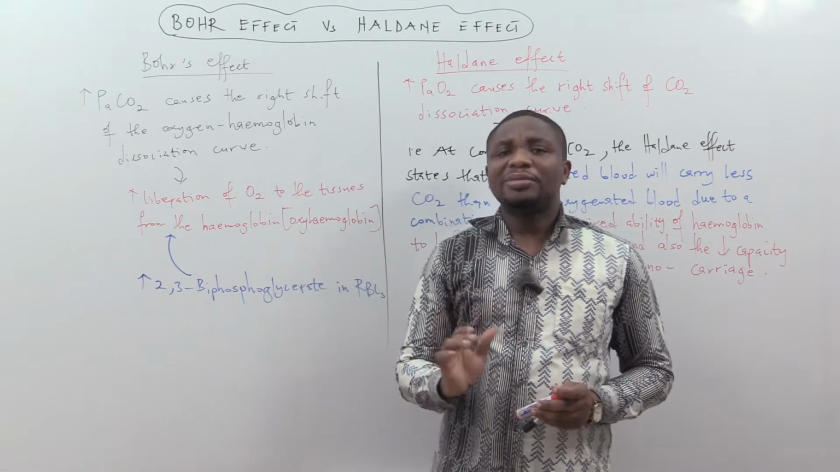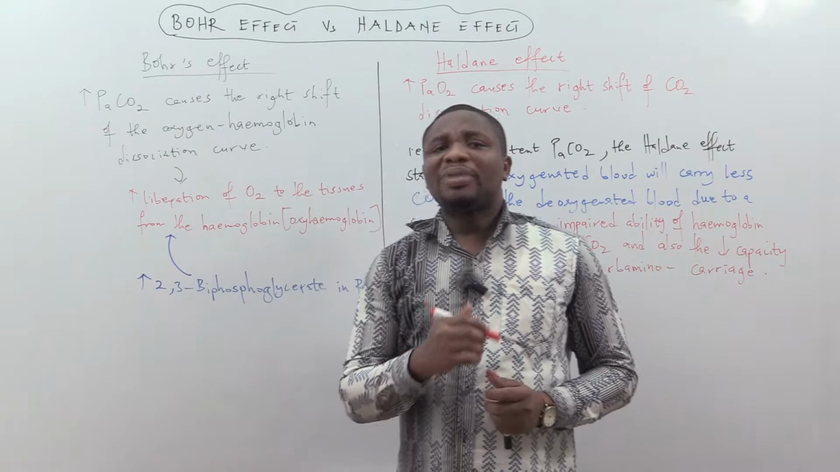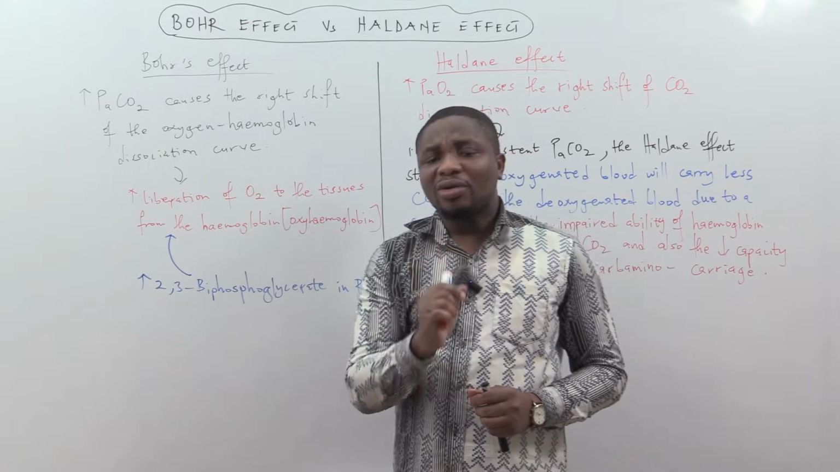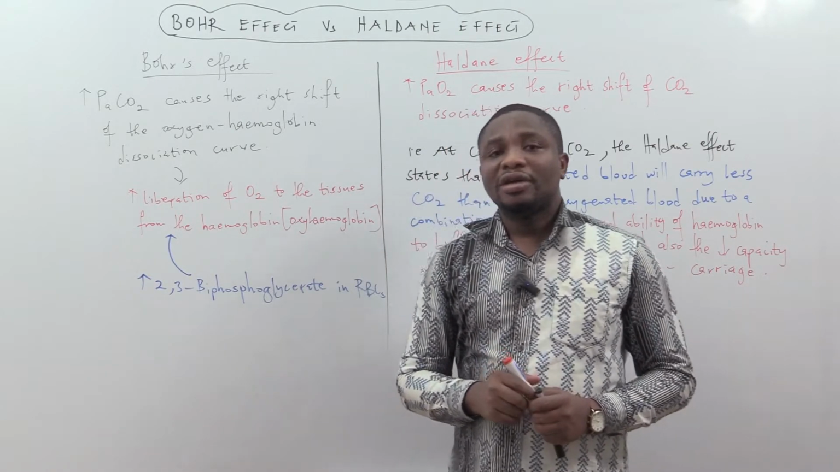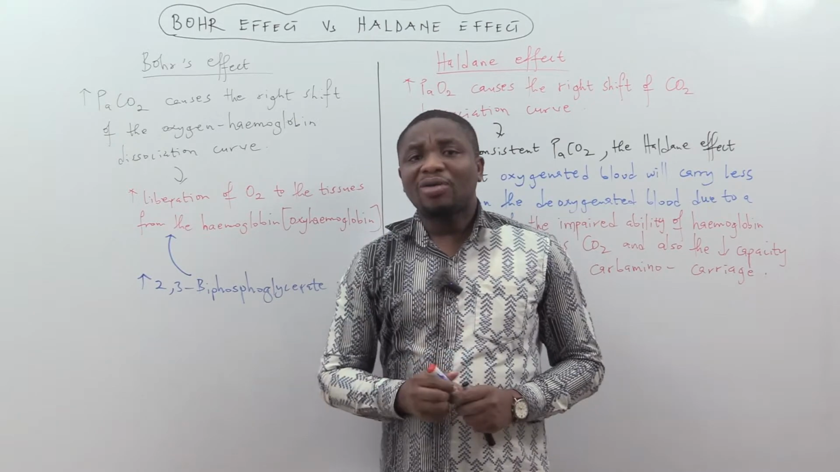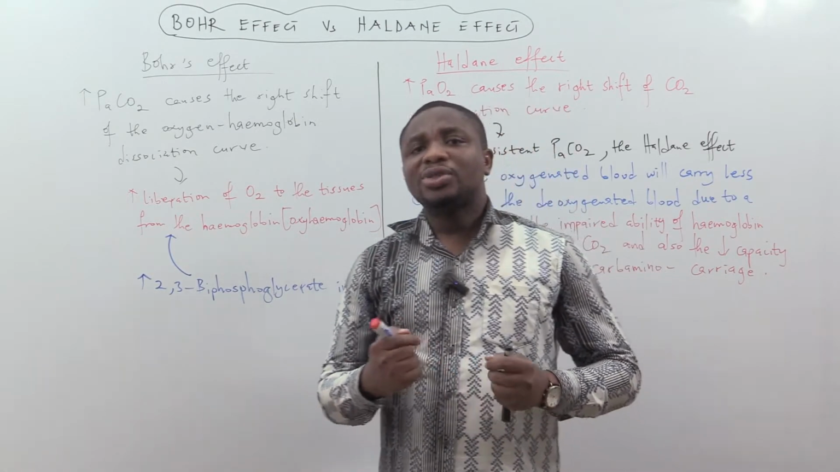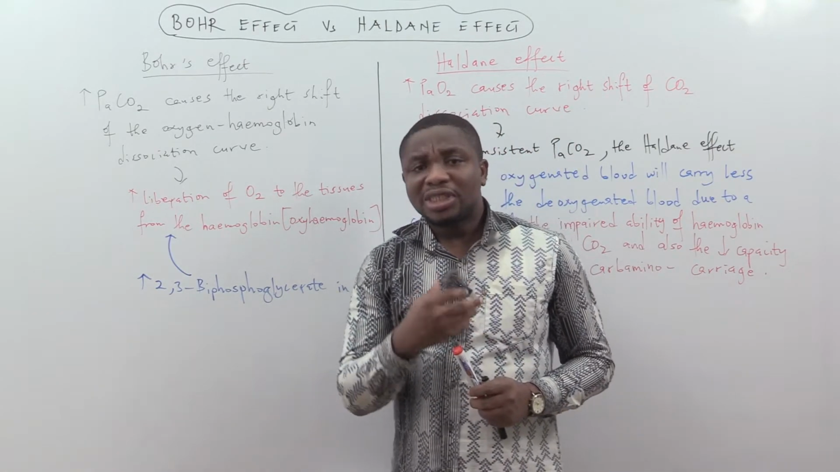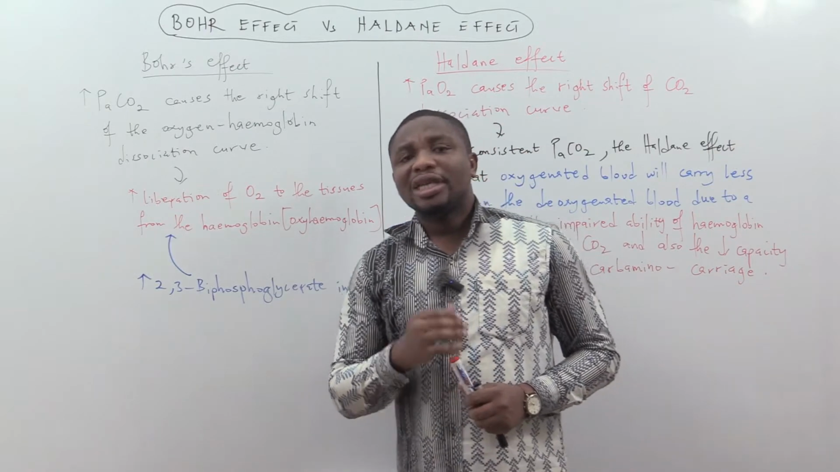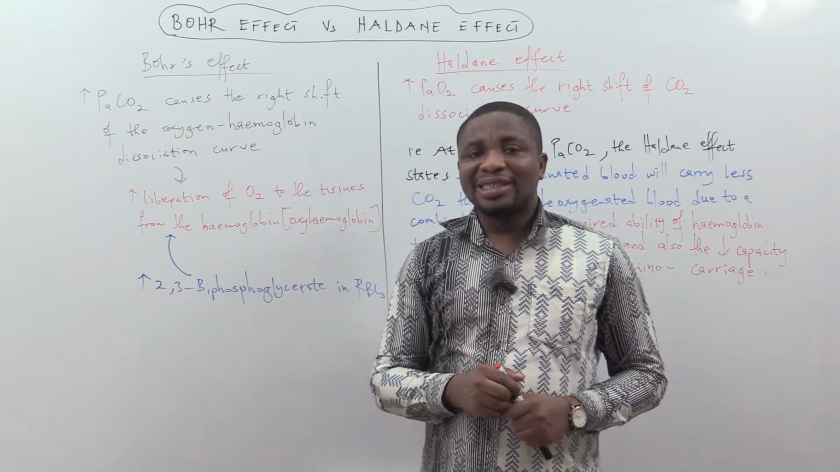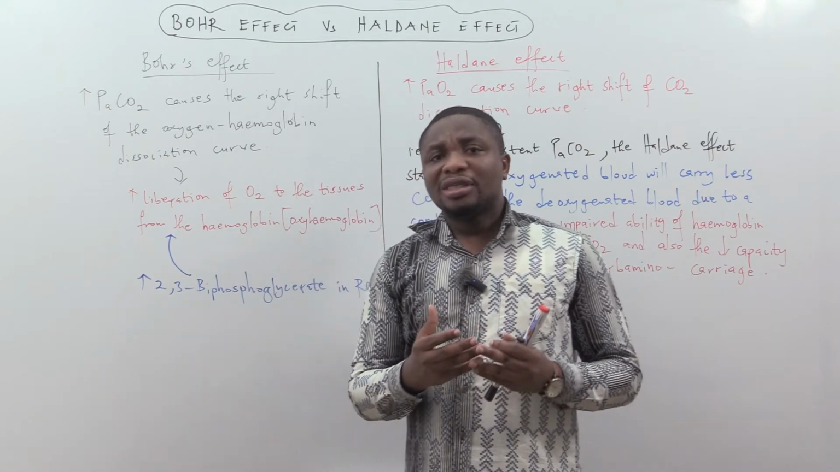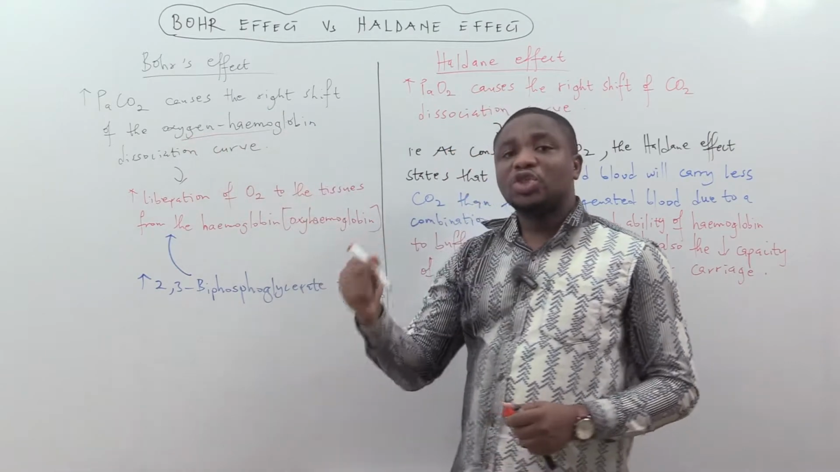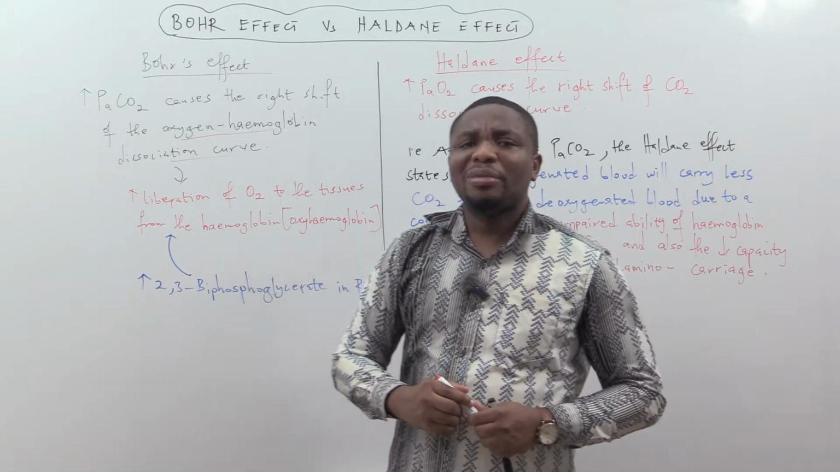Bohr's effect in simple terms means that an increase in the partial pressure of carbon dioxide causes the right shift of the oxygen hemoglobin dissociation curve. And when we say right shift of the oxygen hemoglobin dissociation curve, it tells you about the liberation of oxygen from hemoglobin. Anytime you have a dissociation curve going to the right, it means there will be liberation of that particular gas. So when we are saying causing the right shift of the oxygen hemoglobin dissociation curve, we are actually referring to the liberation of the oxygen from the hemoglobin.